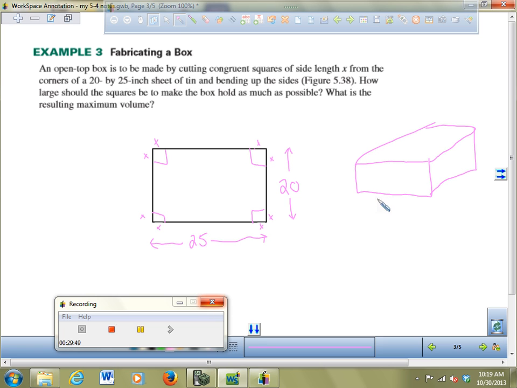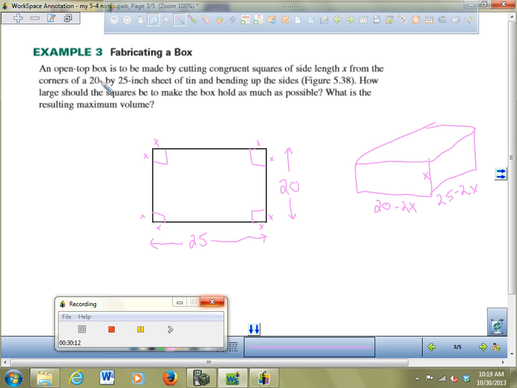One of them, the shorter side, will be 20 minus 2x. Do you see where that comes from? And the other side is going to be 25 minus 2x. And what's this going to be? X. Everyone understand where that comes from? When you fold it up at the corners, that's what you get.